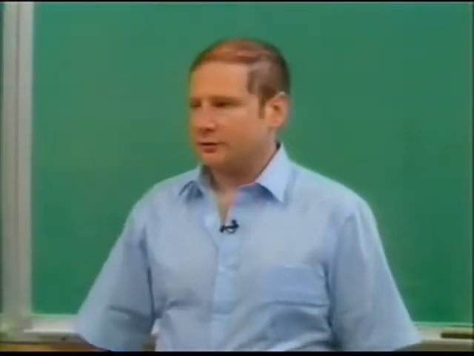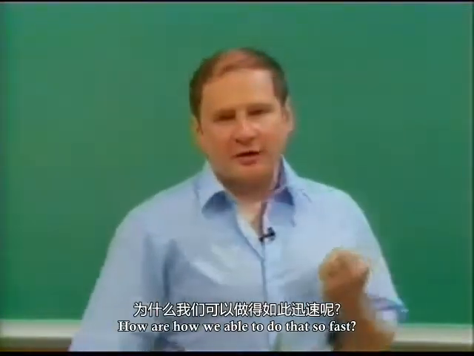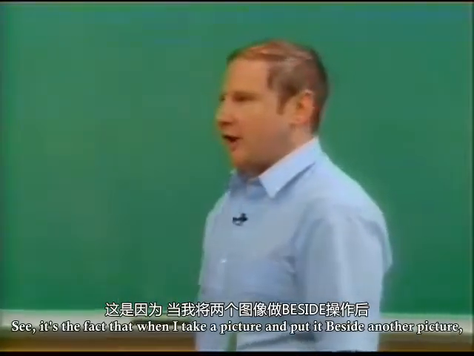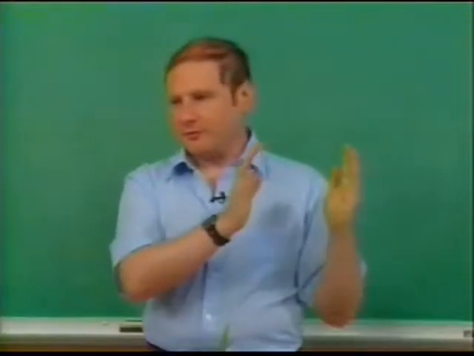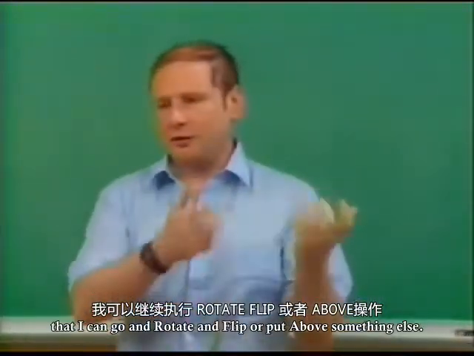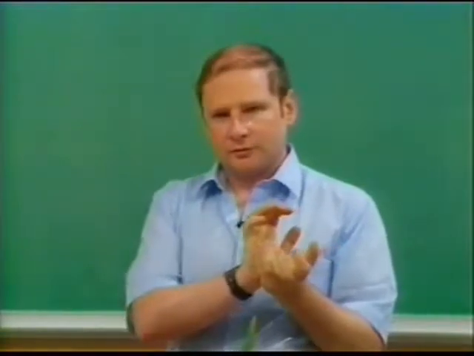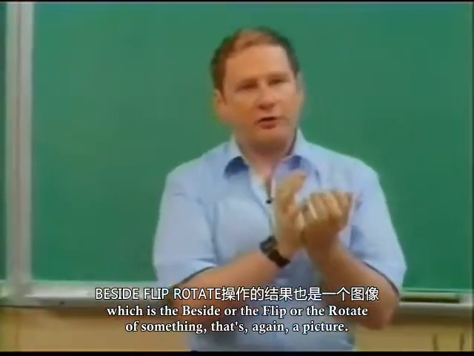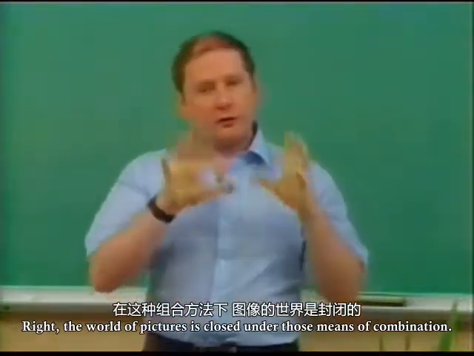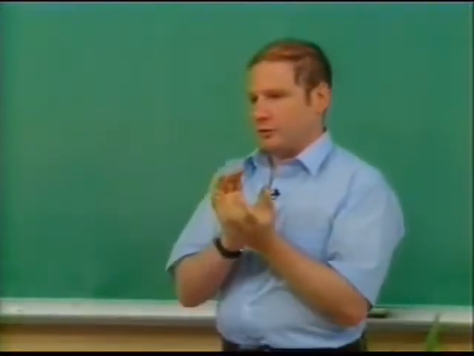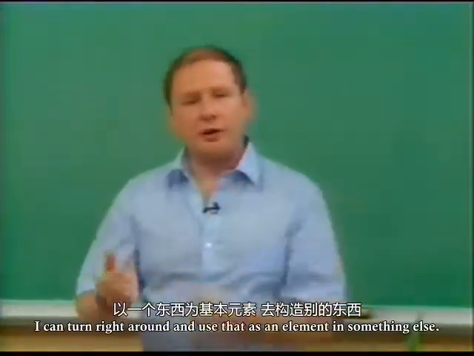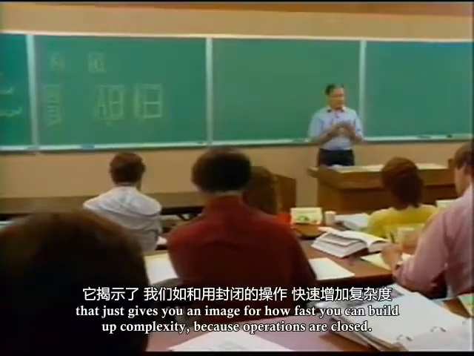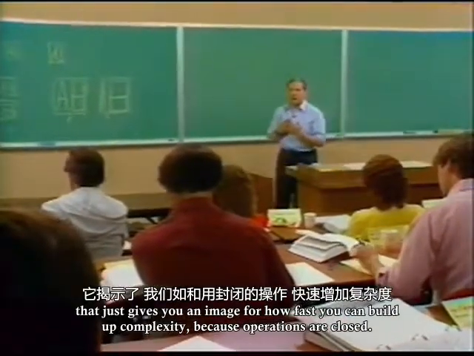Why is that? How are we able to do that so fast? The answer is the closure property. It's the fact that when I take a picture and put it beside another picture, that's then again a picture that I can go and rotate or flip or put above something else. And when I take that element P, which is the beside or the flip or the rotate of something, that's again a picture. The world of pictures is closed under those means of combination. So whenever I have something, I can turn right around and use that as an element in something else. So maybe better than lists and segments. That just gives you an image for how fast you can build up complexity because operations are closed.